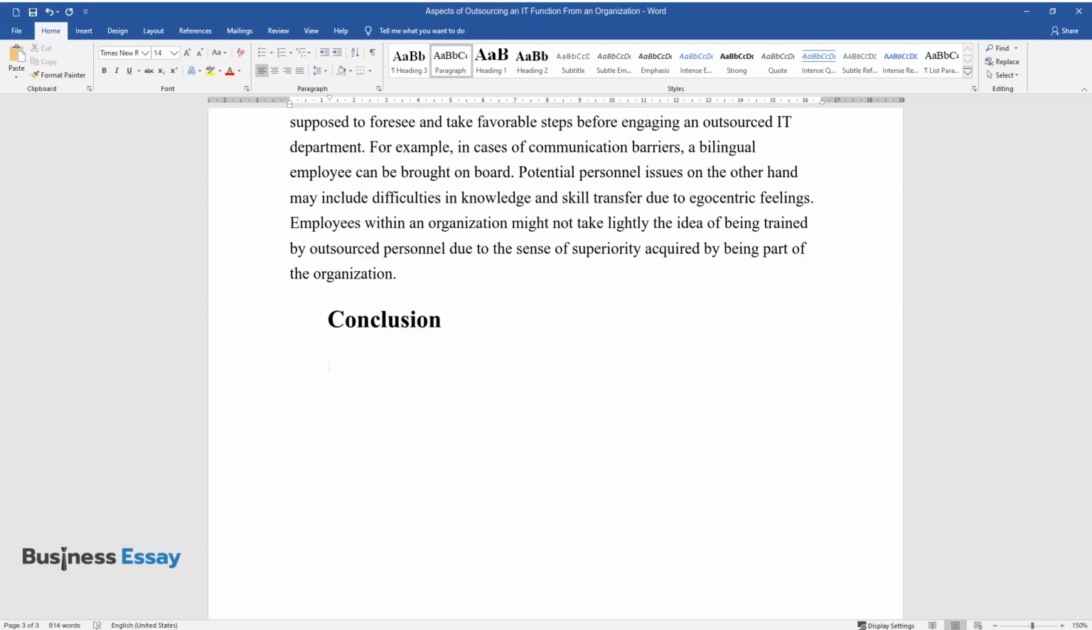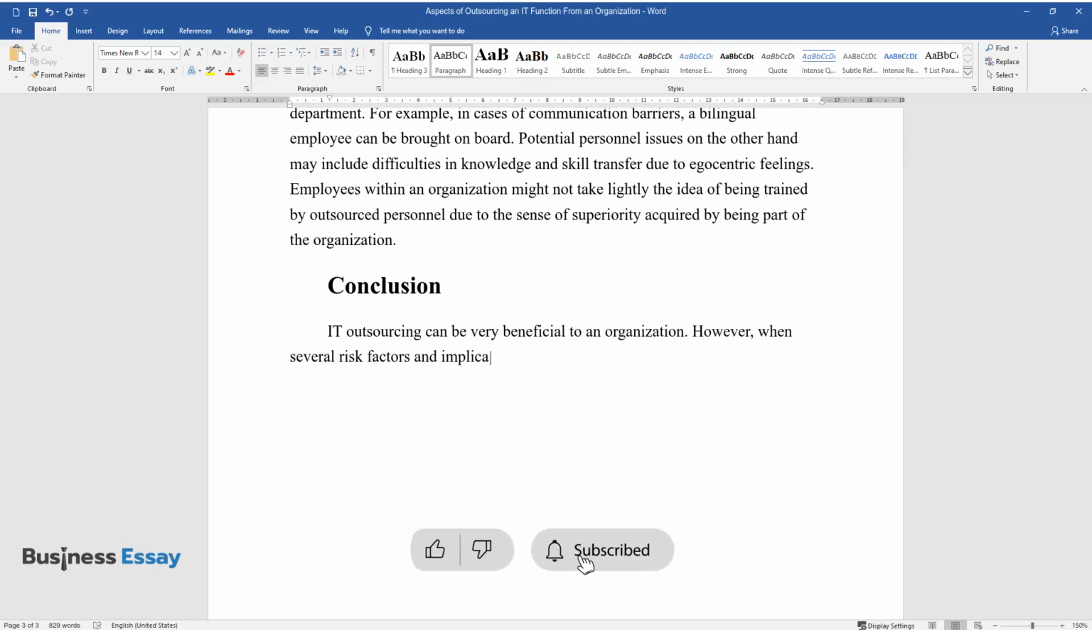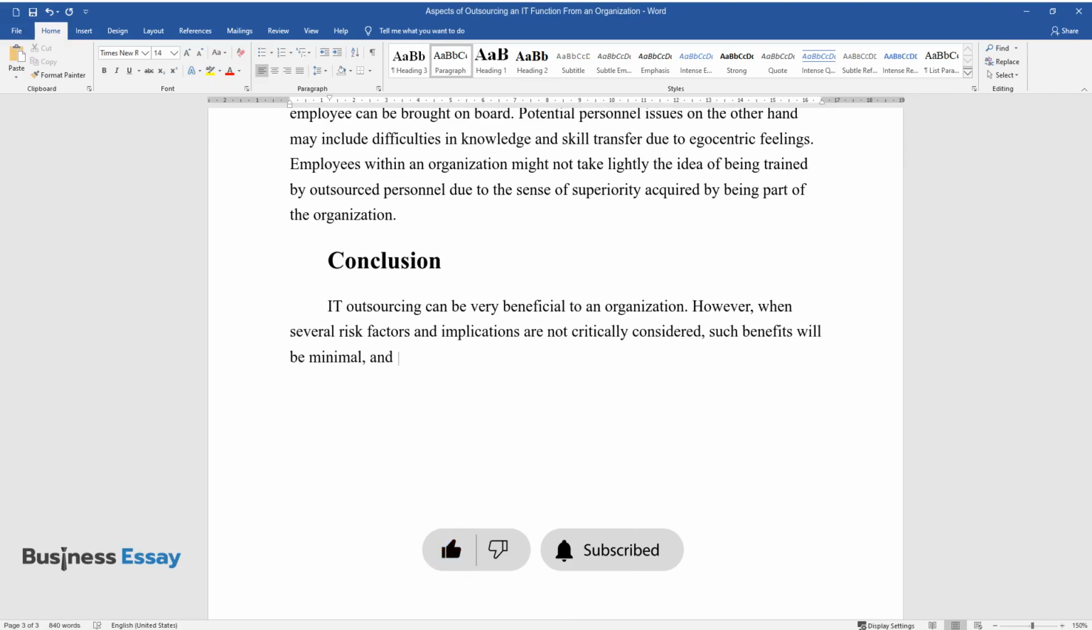Conclusion: IT outsourcing can be very beneficial to an organization. However, when several risk factors and implications are not critically considered, such benefits will be minimal, and losses will be met.